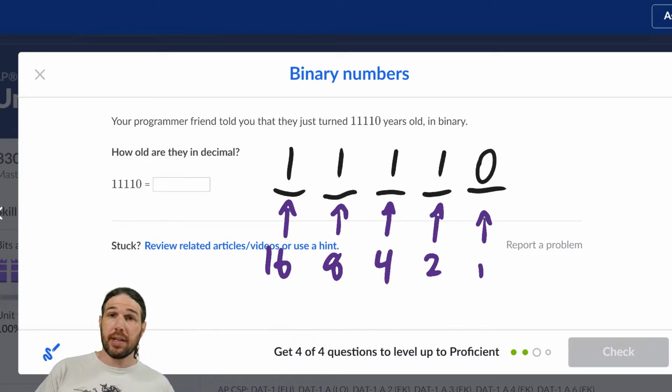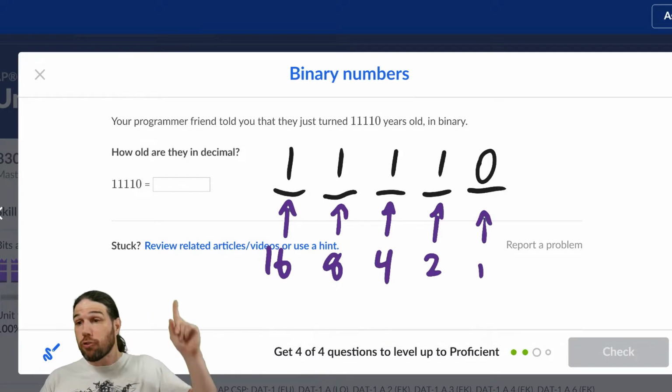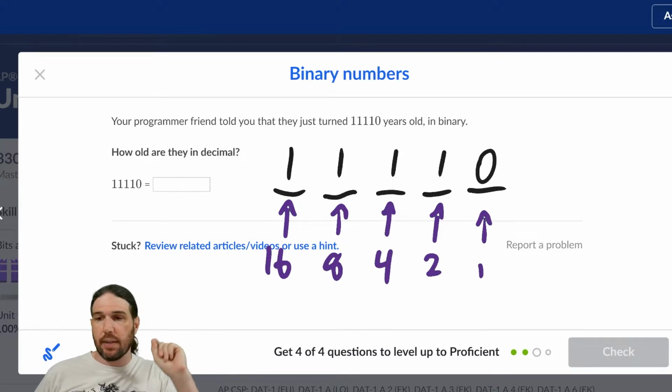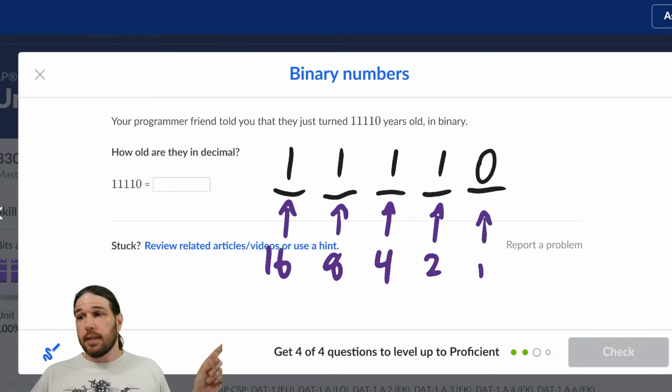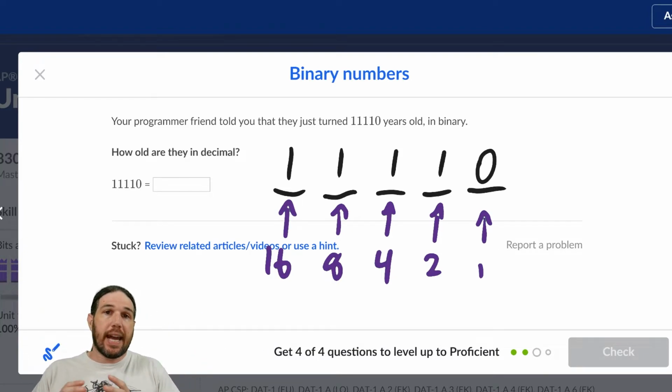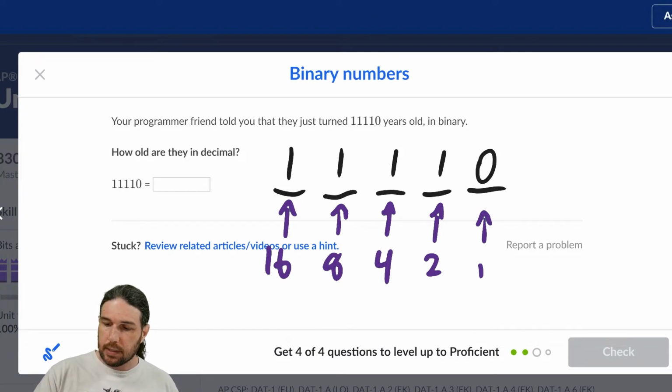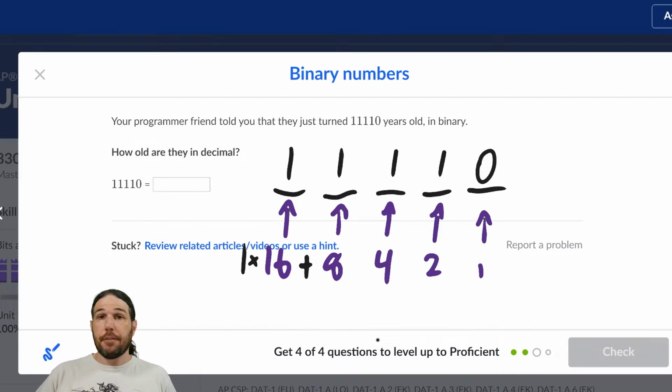Okay, so the other way we could solve this, we set up our place values, we label them accordingly. As always, we put the rightmost bit in the ones place, and then all of the rest of them stack up to the left. So we've got a 1 in the 16s place, and we have a 1 in the 8s place. So again, just to recap really fast, this means 1 times 16. If there's a 1 in there, that means that 1 times 16 is part of that sum.